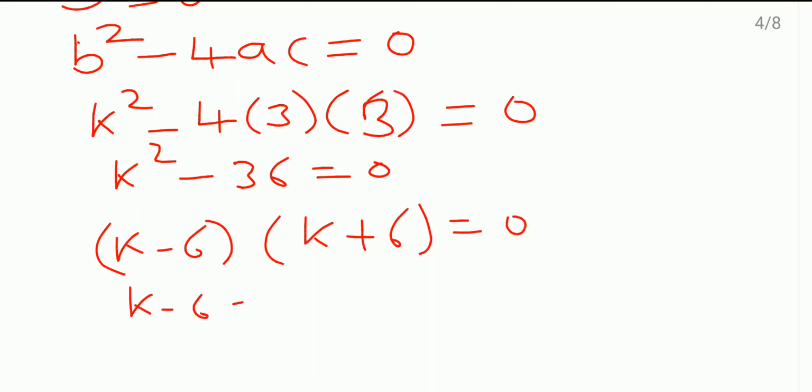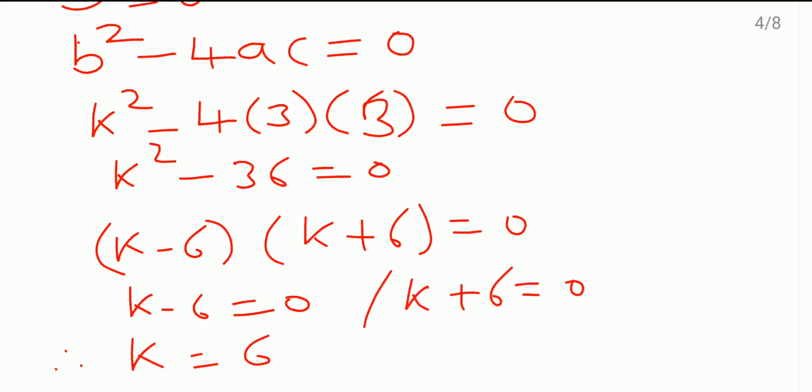So k - 6 = 0 or k + 6 = 0. So finally we get the value k equal to 6 or k equal to -6. So we got the value of k. Correct? Let us see the next one.